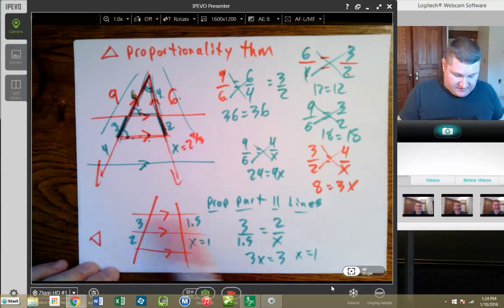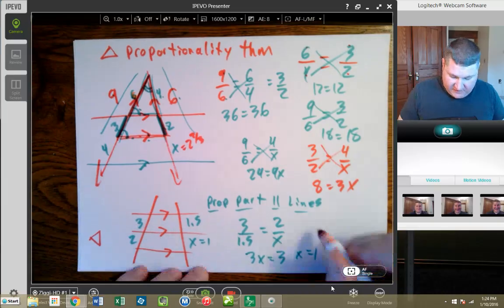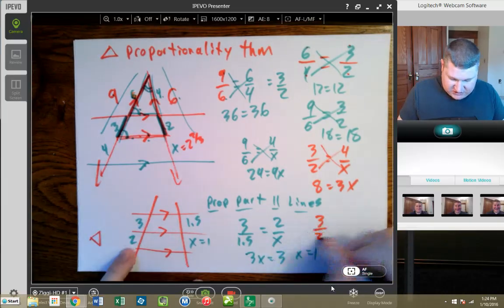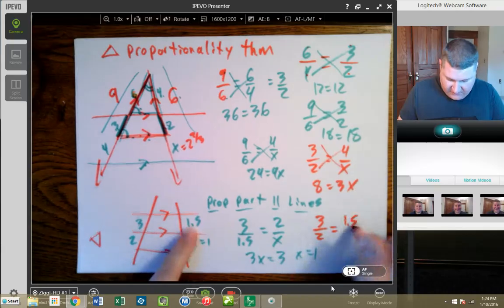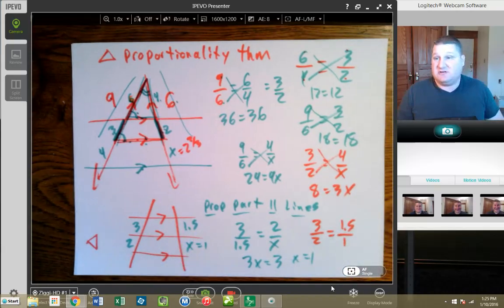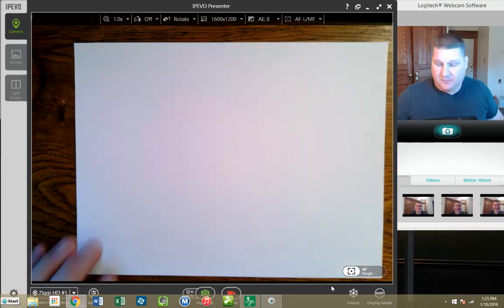And you say, well, fine. So it works like this. Does it work like this? Well, let's find out. 3 is to 2 as 1.5 is to 1. Answer is, yeah, it does. Now, let's do something a bit more difficult.